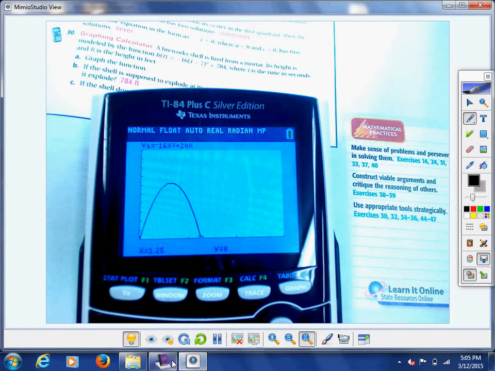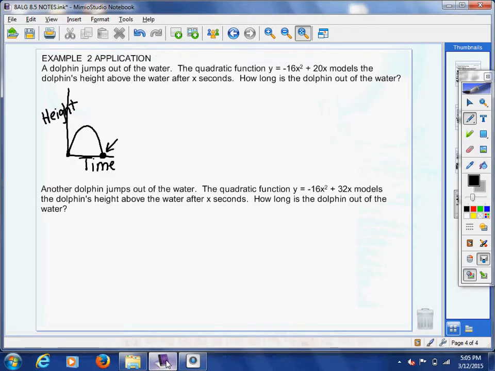So let me switch back to Mimeo. And our calculator, that's what our calculator said. When y is 0, that means it's landed back in the water again, x is 1.25 seconds. And I used the trace button to help me find that. And because I knew what I wanted y set at, I wanted y to be 0, I knew that I could use my left or right cursor arrows to help me get there. And in this case, I used the left one.